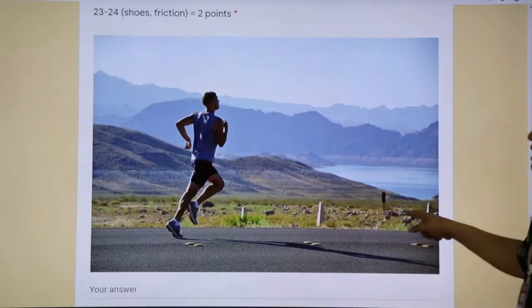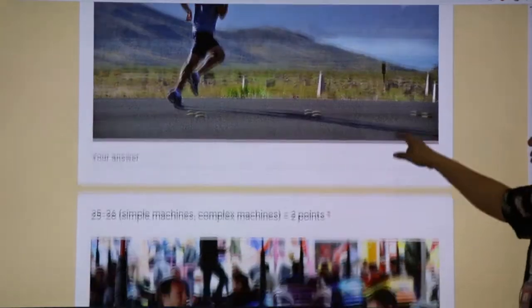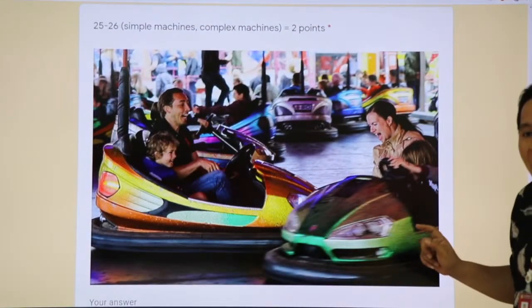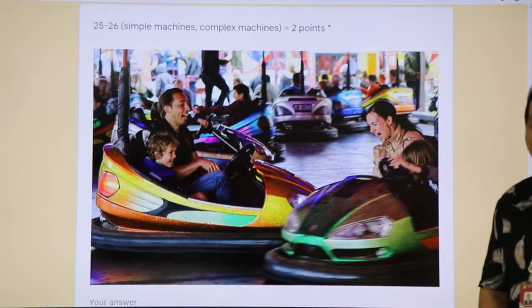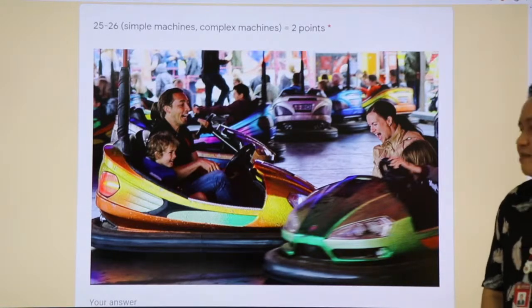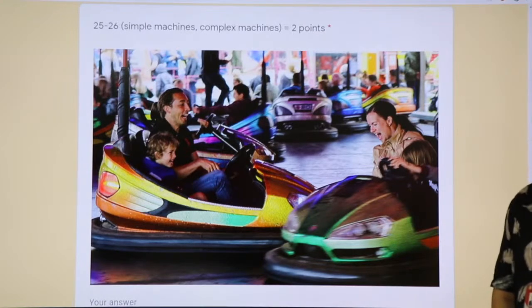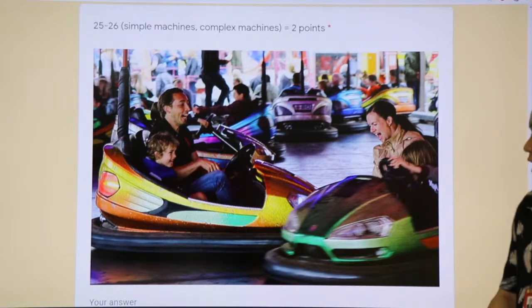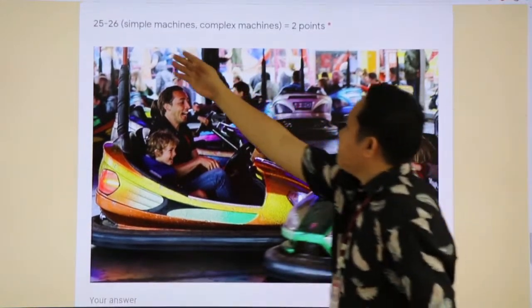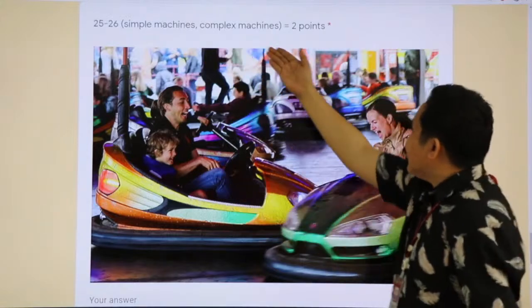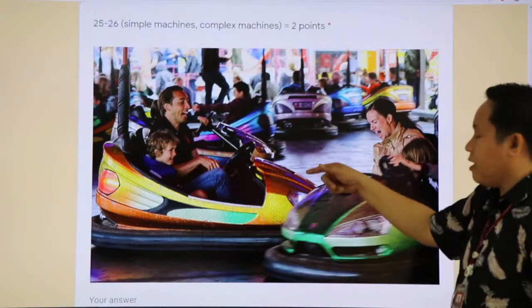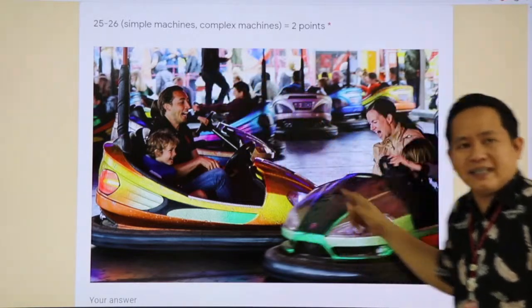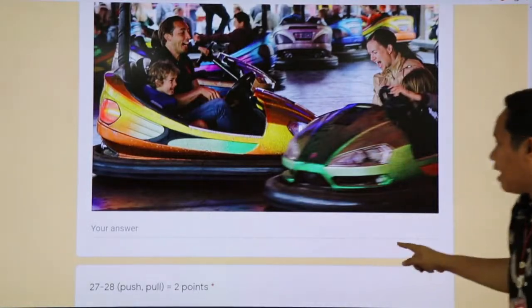Okay, 4 minutes left. Quickly, we can move to picture number three. Please check your attendance in the Google form. Okay, I explain everything first. Number 25, simple machines. Make a sentence. This is a bump car, B-U-M-P, bump car. And complex machines for number 26, okay? Write your answer down under the picture.